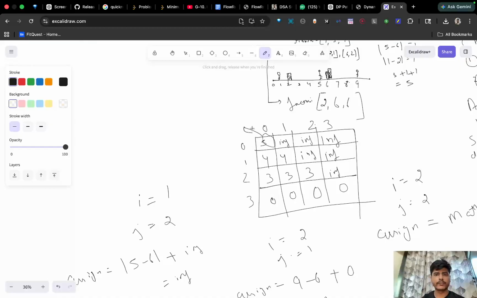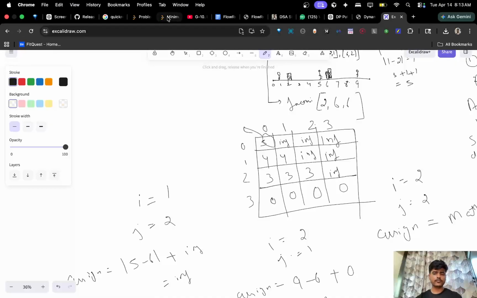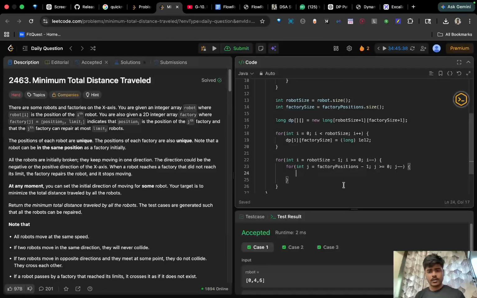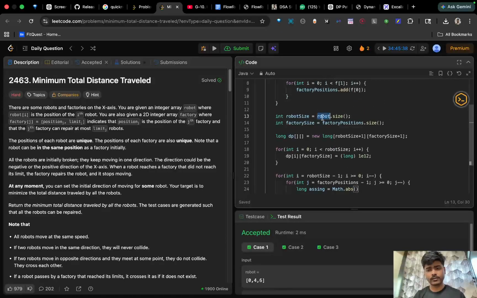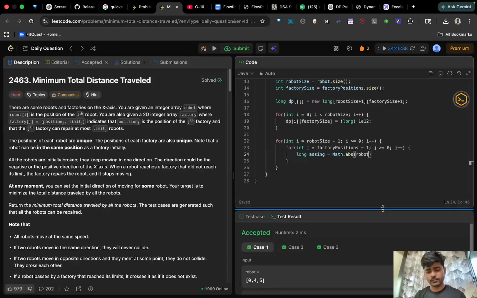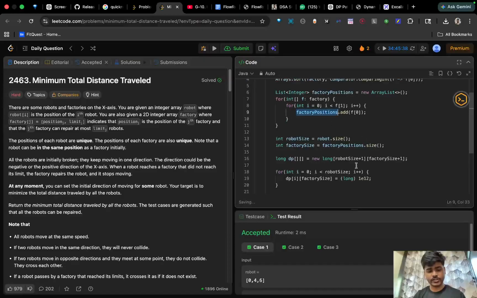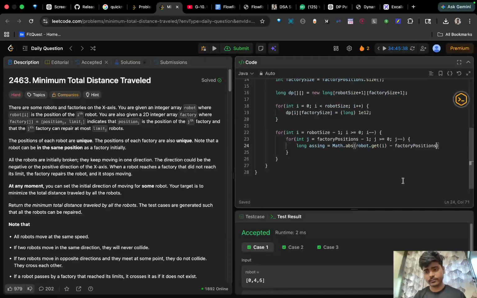And now let's try and complete our code. So the first thing is, I assign my current robot to the current factory. In that case, the answer is going to be Math.abs of robot.get(i) minus factory positions.get(j), plus the answer from the future, dp of i plus 1 and j plus 1.